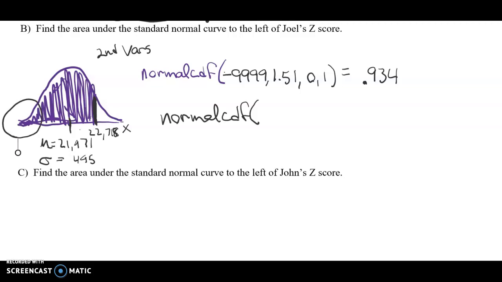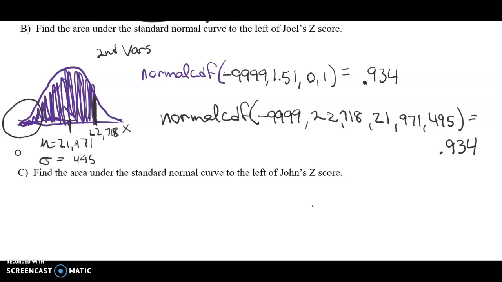It's still boundless on the lower side, so we'll pick a really low number. I have -9999 up to 22,718. The mean this time is 21,971, and the standard deviation is 495. Go ahead and press enter. Once again, you'll come up with 0.934. If you do a problem like this again, you don't have to convert to the z-score in order to find the area under the curve. You can simply use the numbers given.